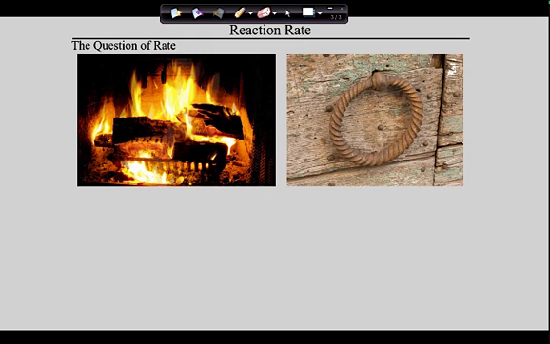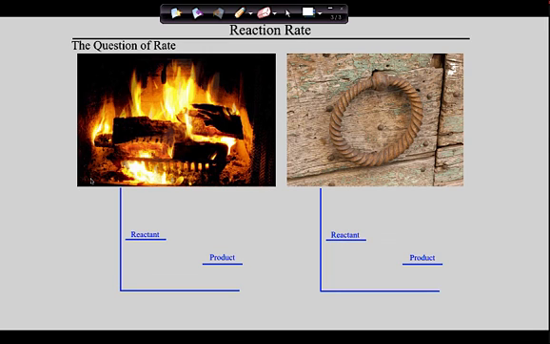Good. Guys, first of all, the rusting reaction has a higher activation energy. So guys, this is what the activation energy hump looks like for burning of wood. This is what the activation energy hump looks like for the rusting of iron. The rusting of iron has a higher activation energy, and consequently, it's harder to get over the hump.